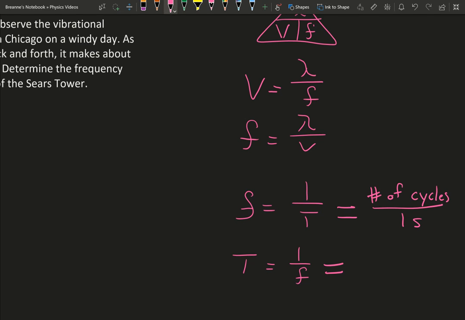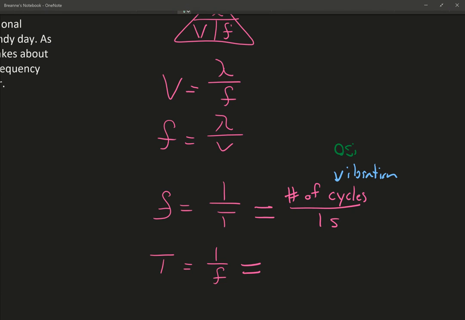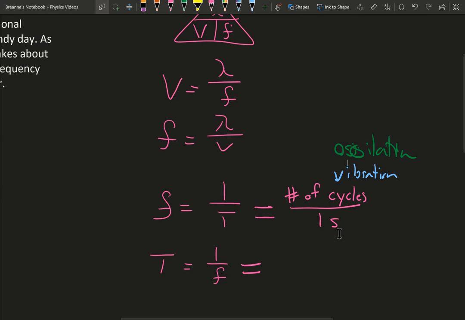So it'd be another way to figure out the number of oscillations, number of cycles, number of vibrations. This can have different wording here. Instead of cycles, it can say vibrations. Instead of vibrations, it could say oscillations. I can't spell oscillations. Sorry about that, guys. But this word right here, cycles, can be interchangeable.